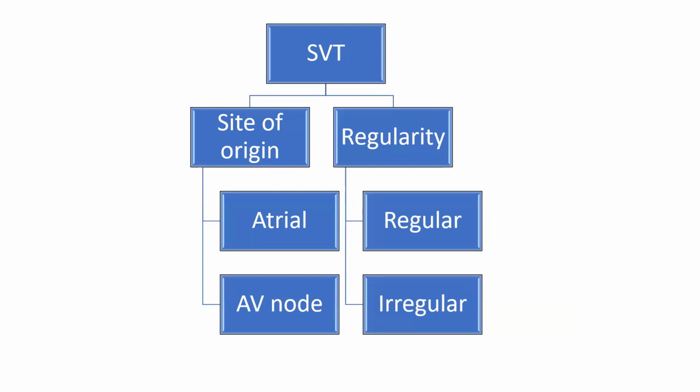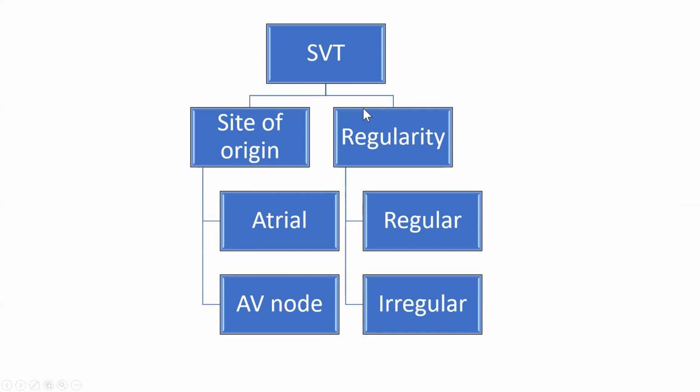We can't say AV node and irregular at the same moment, meaning that atrial fibrillation, which is always irregular, cannot originate from the AV node itself. Just to stress it, classification based on QRS complex width is not helpful at all, because any of them can come as a case of narrow complex or wide complex, according to the presence of pre-existing bundle branch block, aberrant conduction or accessory pathways already in the heart.